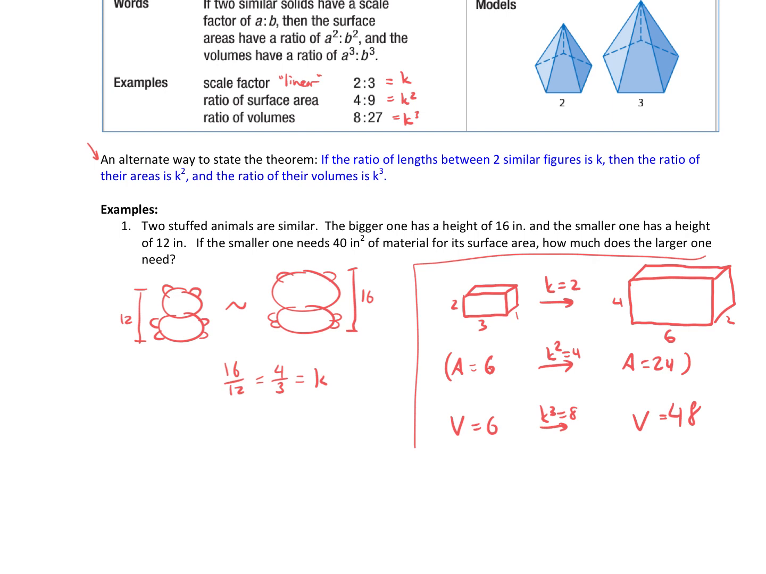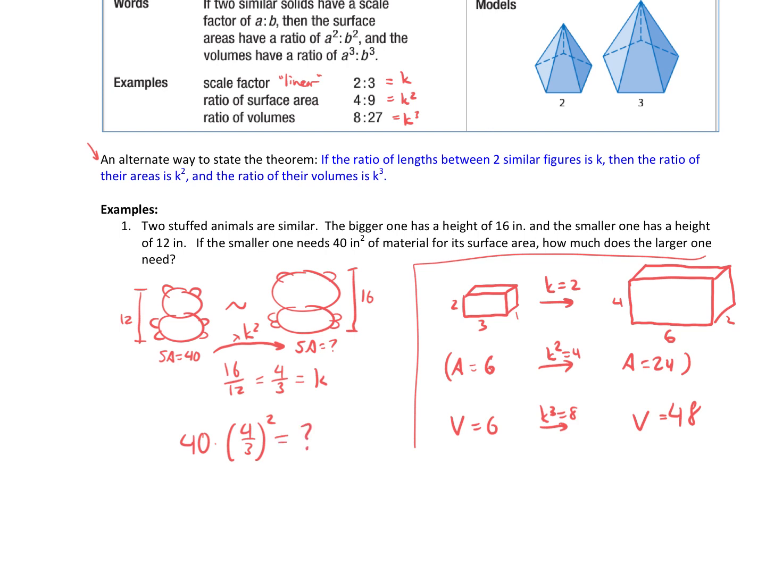If the smaller one needs 40 square inches of material, that's basically telling us that the surface area of whatever part this is covering is 40. Then the surface area of this one is what I'm trying to figure out. What I need to multiply this surface area by to get to this surface area is k squared. So I need to take 40 times 4/3 squared to figure out this new thing.